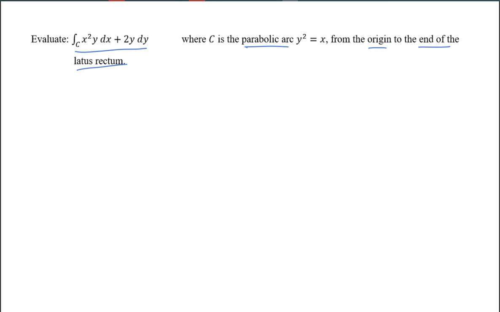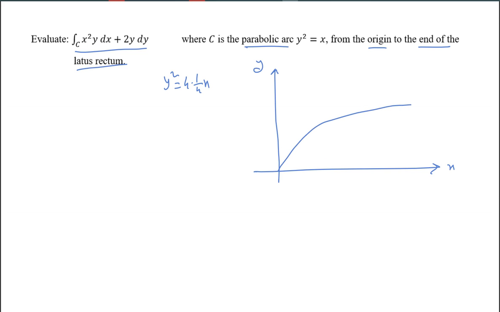So let me plot. Plot the curve first in the xy plane. That is most important. So how does y square is equal to x look? You can write y square is equal to 4 into 1 by 4 x. This is a parabola. I'm writing the x axis like this, and the curve goes from the origin to the end of the latus rectum. You can take either this side or this side. Suppose the focus is here somewhere, that is 1 by 4, 0. The end of this latus rectum means here.